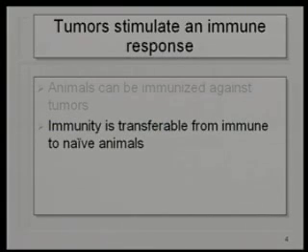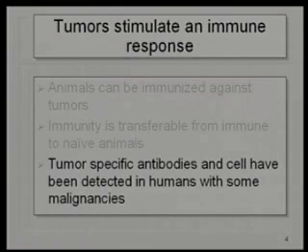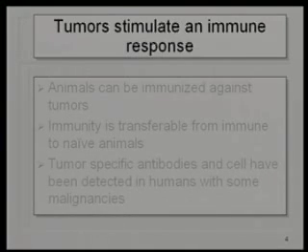The clinical significance of that is that there are immune cells being stimulated in vitro and transferred into patients with malignancies. That's one form of immunotherapy. We'll talk about that later. Tumor-specific antibodies and cells have been detected in humans with some malignancies. Also, of course, it has been shown in animal models as well. I mentioned that earlier.